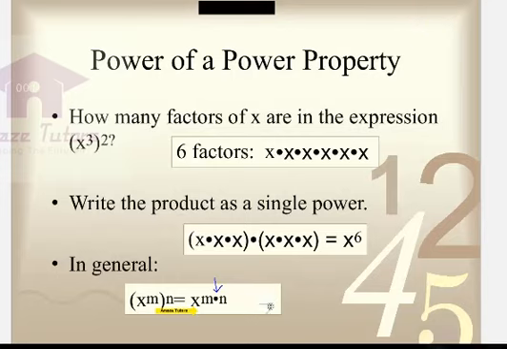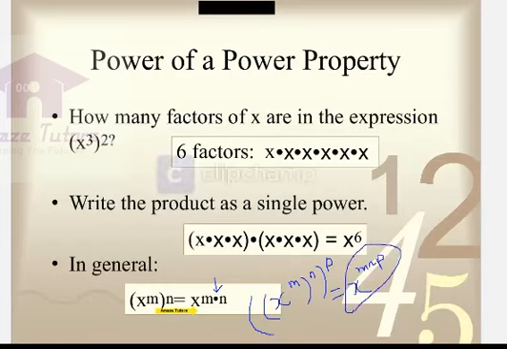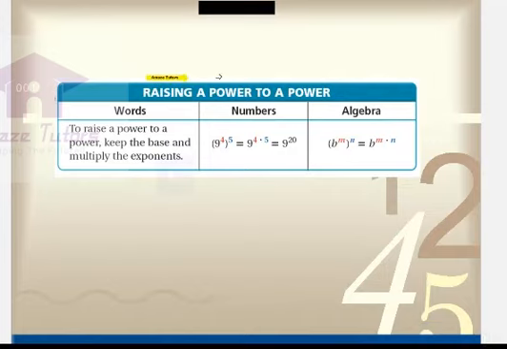Kindly remember that. Even if you have 3 powers like this, m, n, let me take it as p. So don't panic. It's very easy. Again, multiply all the powers. So x power m n p will be the answer. So it doesn't matter how many powers, how many bases and all. Simply multiply the exponents. This is called power of a power. Let's do some questions based on this. Raising a power to a power. To raise a power to a power, keep the base and multiply the exponents.